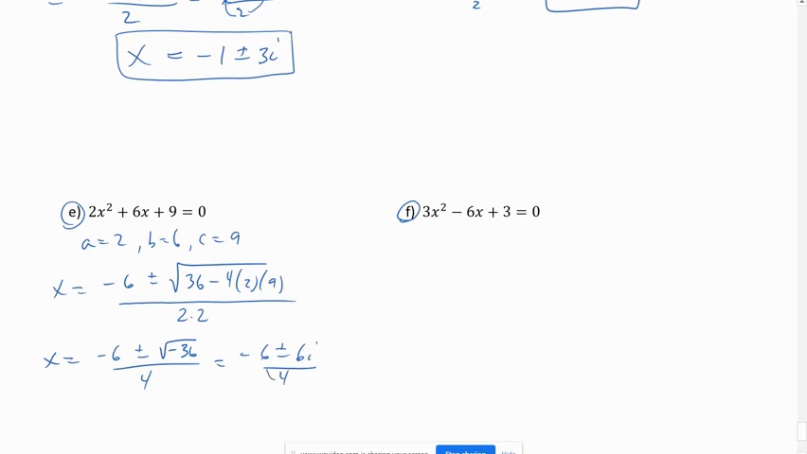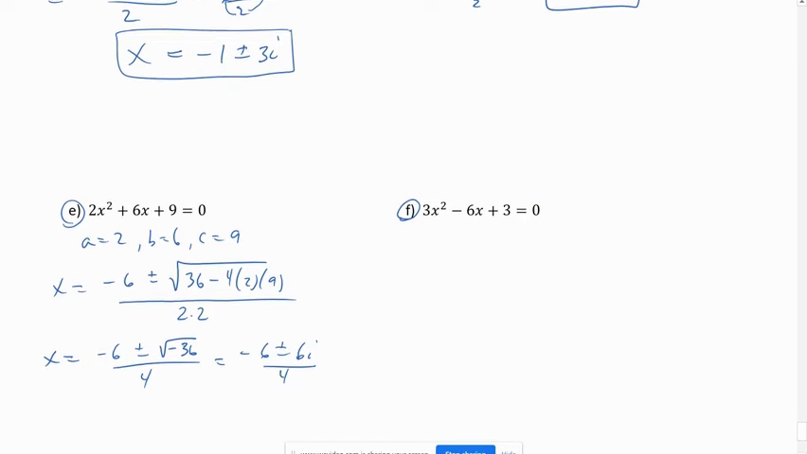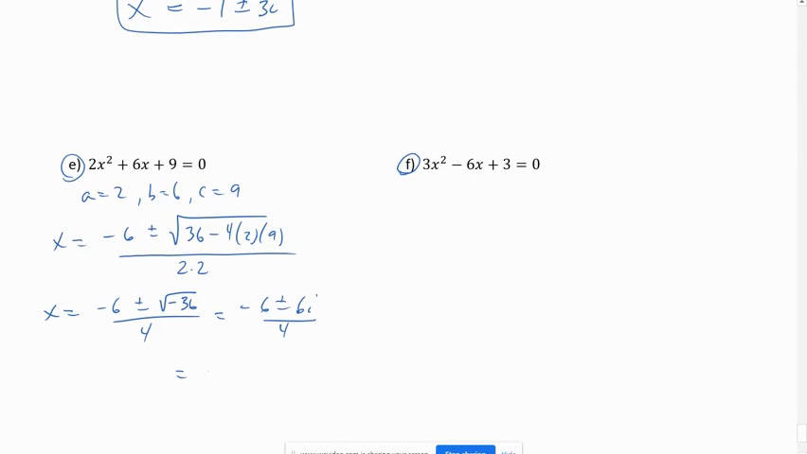In this case, 4 doesn't divide evenly into 6, but all 3 parts are divisible by 2. So if I multiply the top of the fraction and the bottom of the fraction by 1/2, I get -3 plus and minus 3i over 2. So that would be in simplified form.